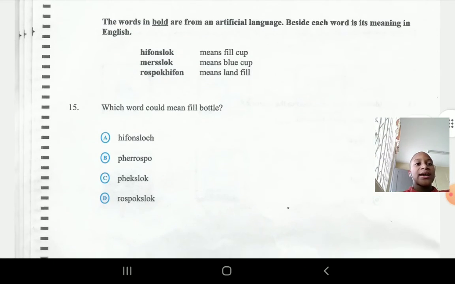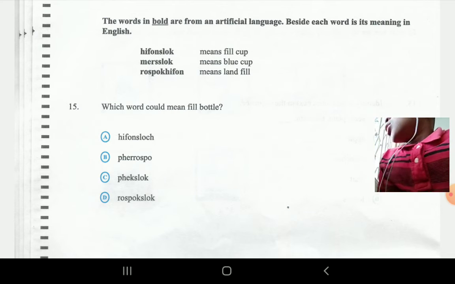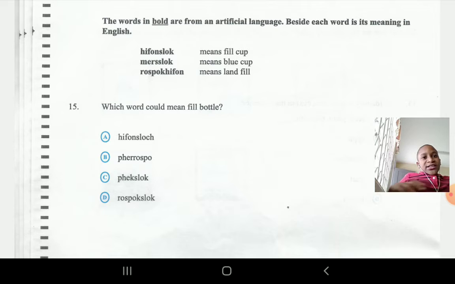Okay, the words in bold are from an artificial language. Beside each word is its meaning in English. Hifan slack means fill cup. Mers slack means blue cup. Respok hifan means landfill. Which word could mean fill bottle?